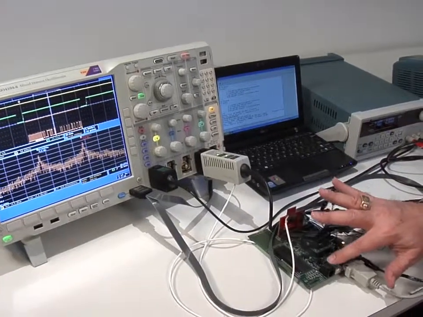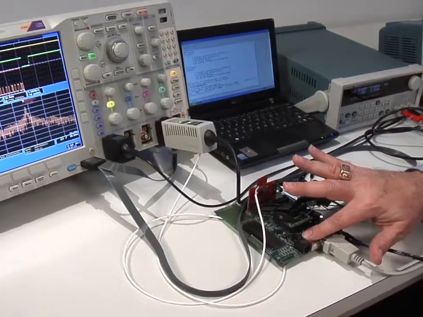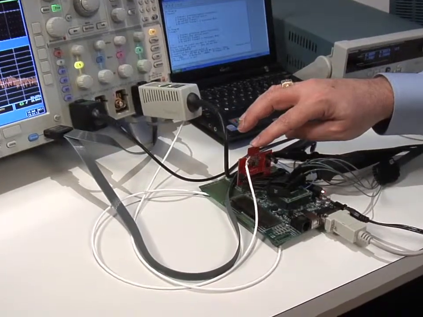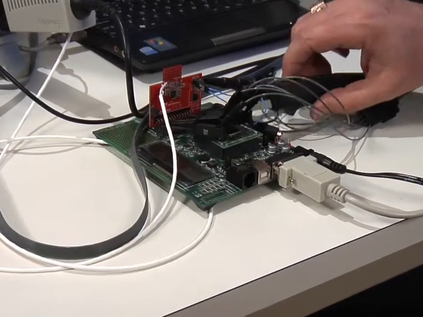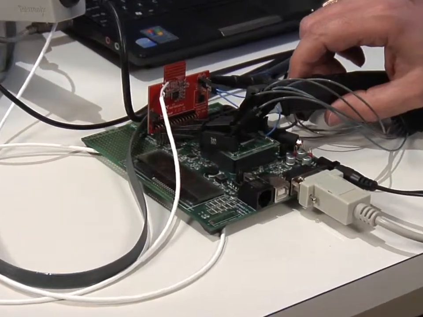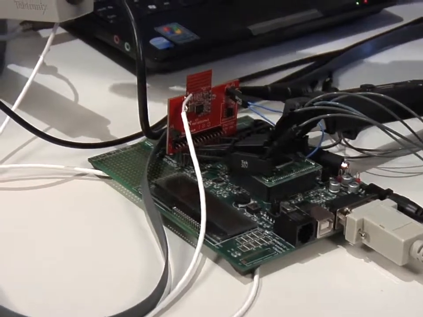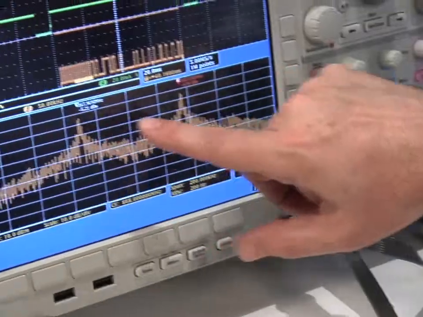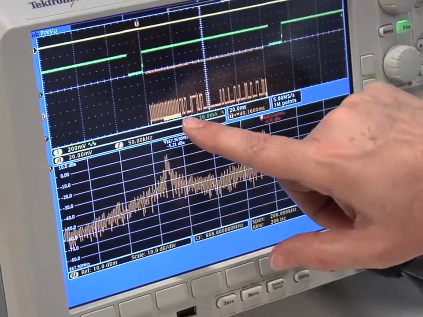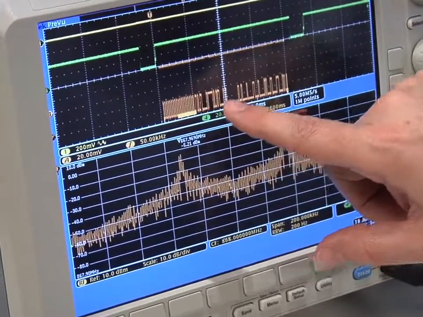In this setup, we're using this board as a microcontroller host for the radio module on a carrier board. We're measuring the power supply voltage with a voltage probe, power supply current with a current probe, and we're measuring the RF output through this cable. What you can see on the scope is the RF trace, actually during the preamble of the signal.